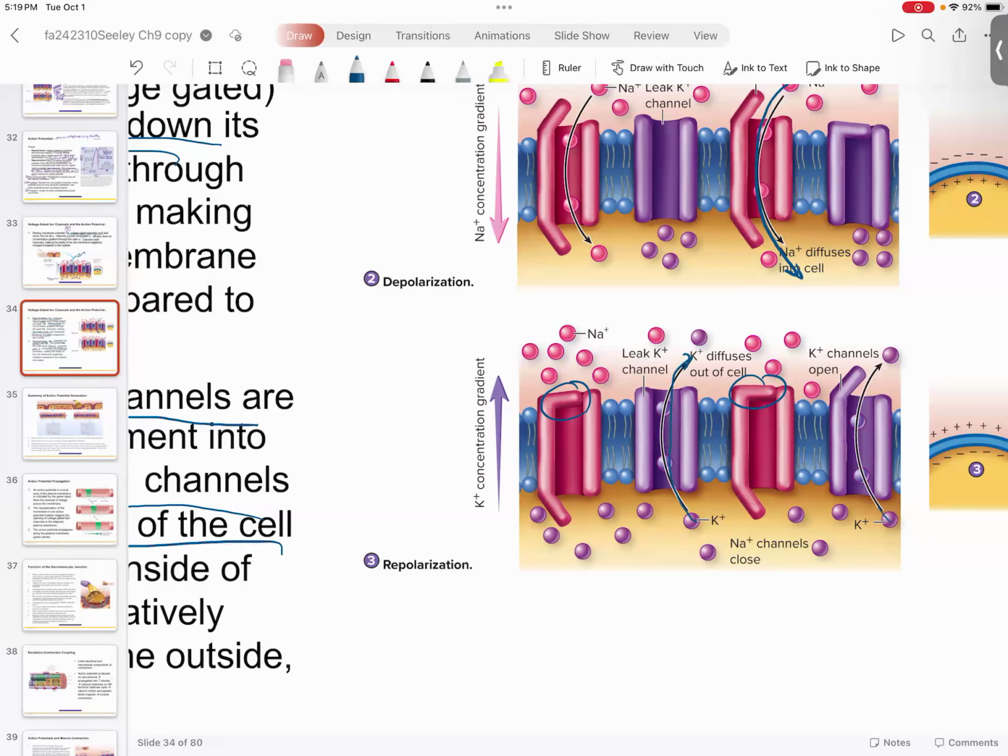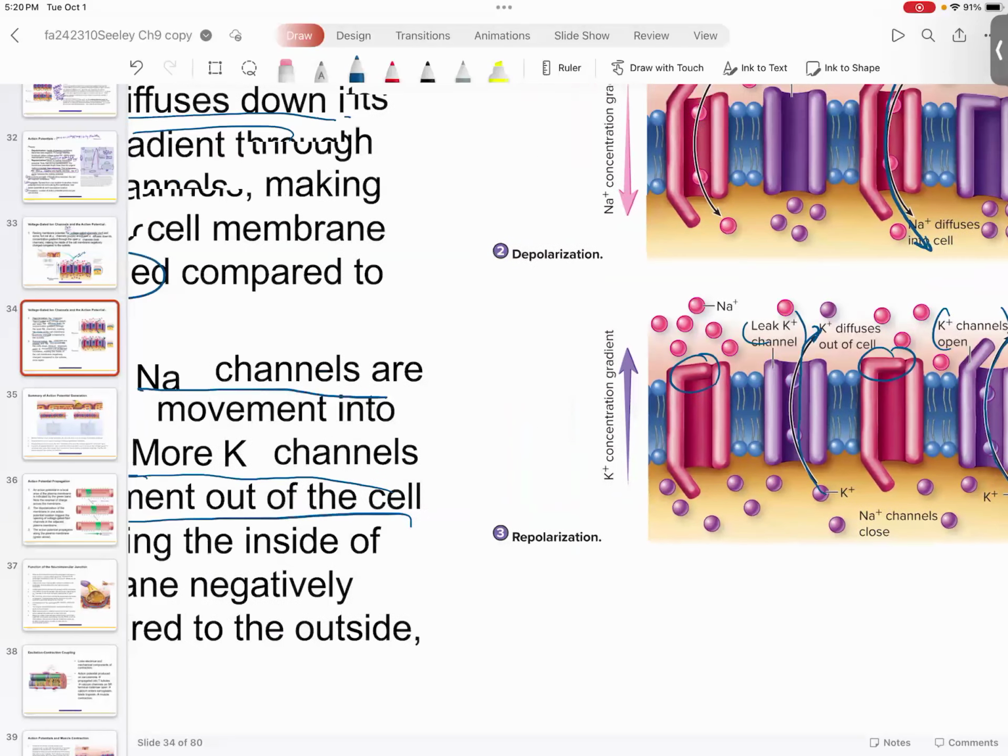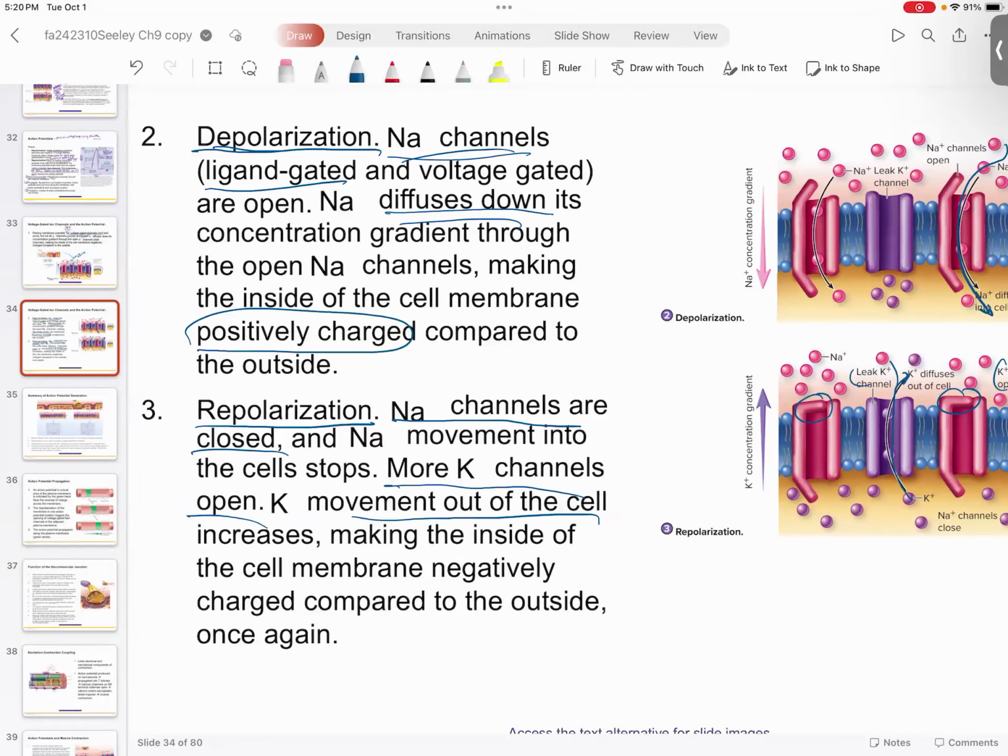So now you're starting to get diffusion, not just through the leak channel, that's this guy over here, but now through this other potassium channel, which is basically held in reserve for this repolarization moment. And then you're going to have an upregulation of potassium moving out. And so what this does is it makes the inside of the cell membrane negative again. Why? Because potassium, which is also positively charged, is going to be moving out. So what you have is a sort of counterbalance situation.